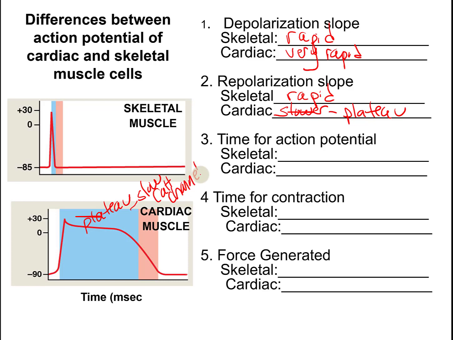Now, skeletal muscle cells do not have slow calcium channels. They have calcium channels, but they're not slow. So they don't get this plateau. Okay, so now here's an important difference between skeletal muscle and cardiac muscle.